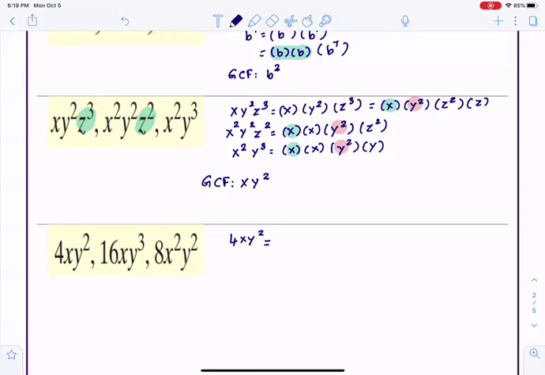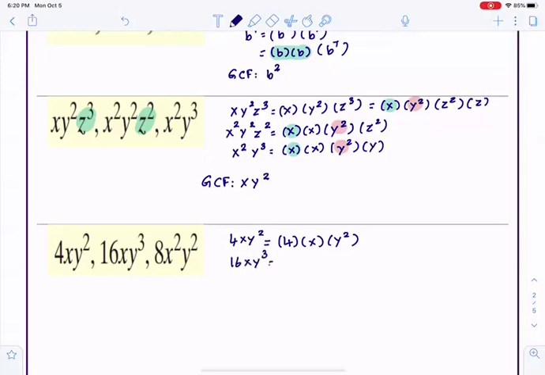Then we look at the x terms. The biggest exponent is 2 and the smallest one is 1. So we would want to write x squared in terms of x. And for the y variable, the smallest exponent that we see is y squared. So we have 4, x, y squared, where the smallest exponent for the y variable is y squared.